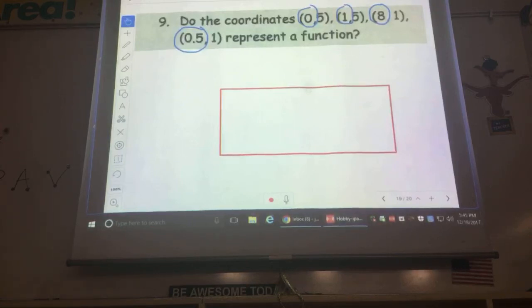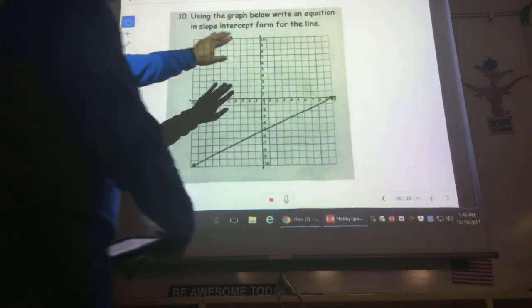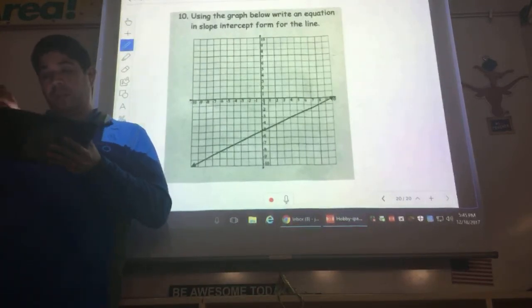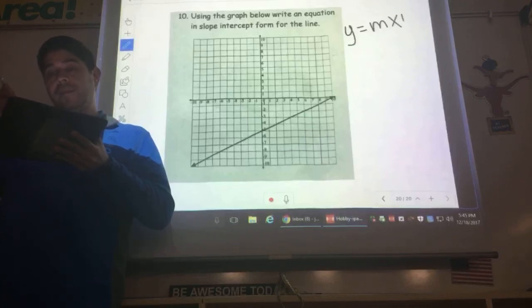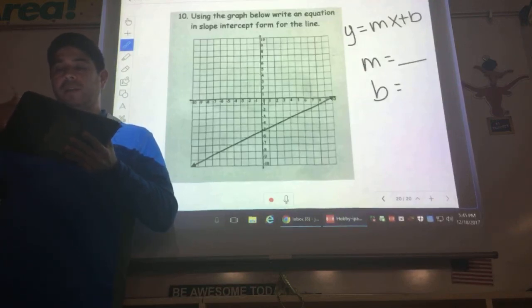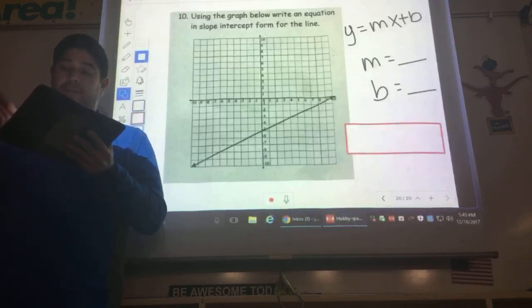Okay, last one. Number 10. Using the graph below, write an equation in slope-intercept form for the line. Okay, so slope-intercept form. Y equals mx plus b. So we need to find our slope. You need to find your y-intercept. And then you can put your answer in slope-intercept form.